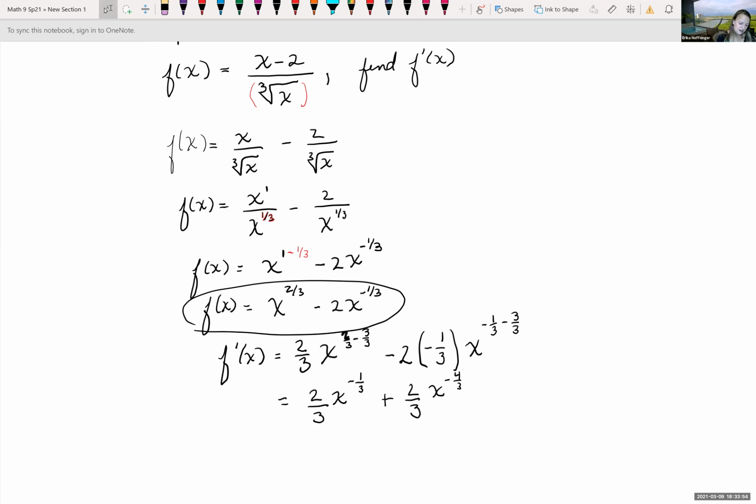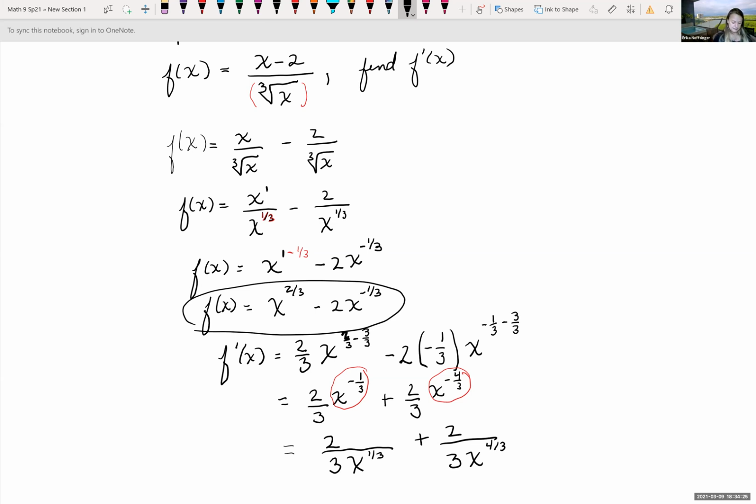We can now use rules of exponents. We have a negative exponent. We can bring it down into the denominator to make that exponent positive. So this is equal to 2 all over 3x to the 1/3 power, plus 2 all over 3 times x raised to the 4/3 power.